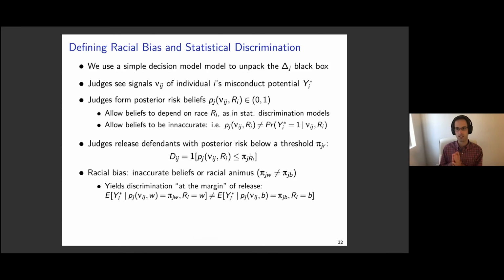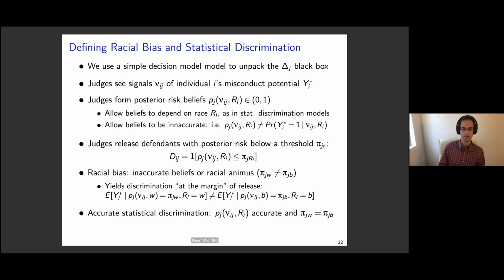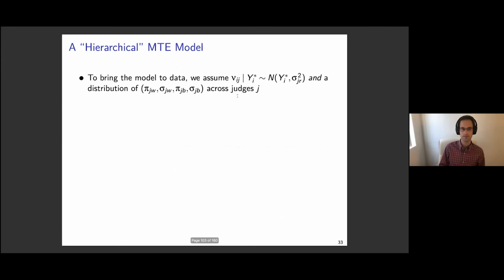What it's going to do is yield discrimination at the margin, where if you look at the last defendant that is released by judges, their misconduct rates are going to be different, and that's what's going to be capturing racial bias in our setting. But that difference in misconduct at the margin can be driven by inaccurate beliefs or classical Becker taste-based animus. It could also be driven by accurate posterior beliefs that actually depend on race in an accurate way. So that's going to be true whenever mean risk and signal quality vary across race.